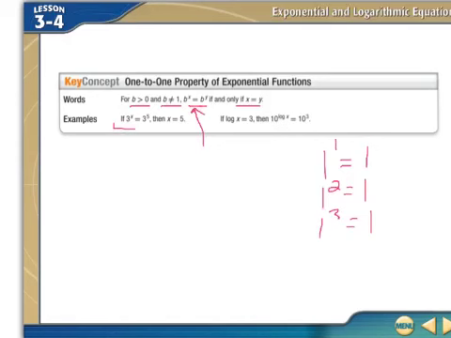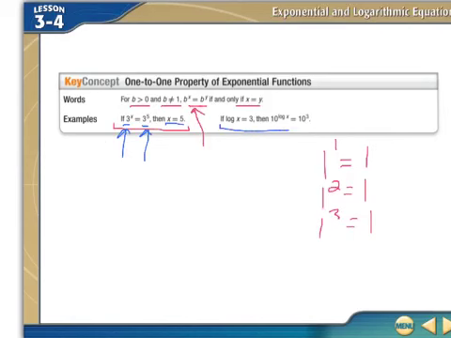Some examples of that they provide are if 3 to the x is equal to 3 to the 5th, since our bases are equal, that implies the value of x is equal to 5. Since these two exponential functions are equal and the bases are the same, then our exponents have to be the same.